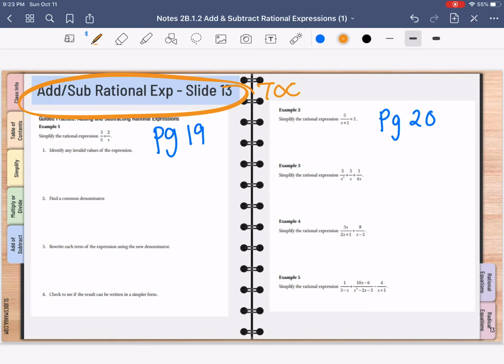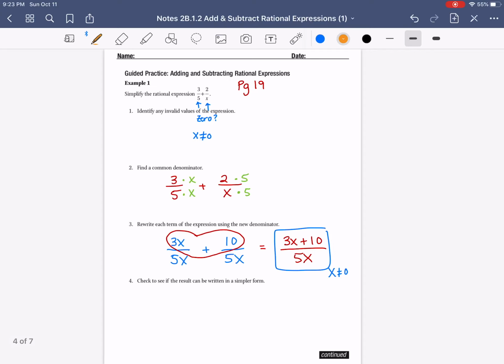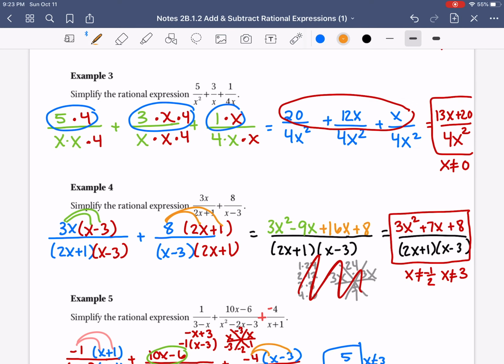And that's it. You can go do your homework. Remember, you have to have the same denominator, so you've got to decide what you're going to multiply the other fraction by to get them to be the same.